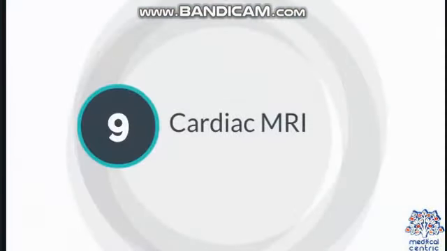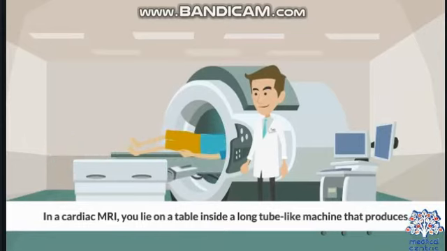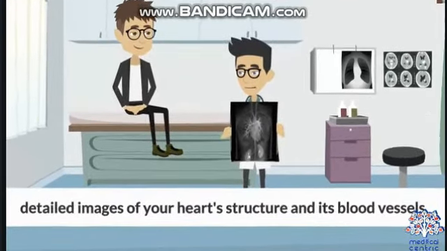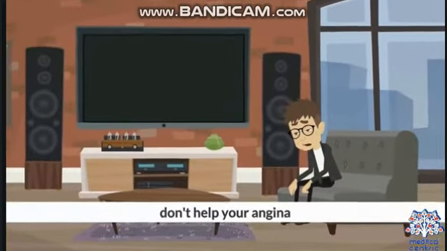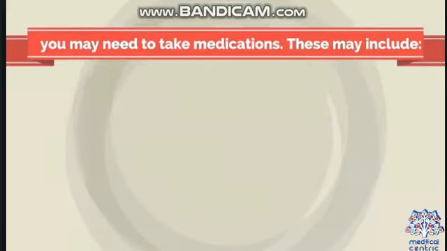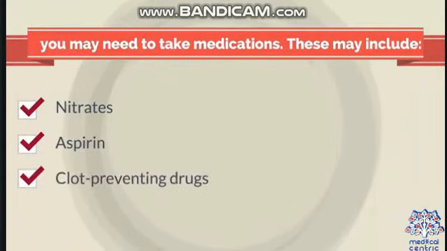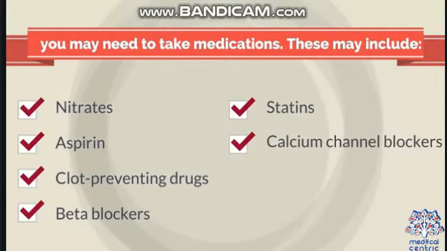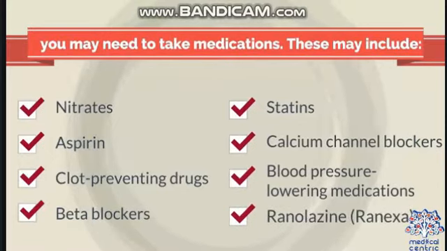Cardiac MRI. In a cardiac MRI, you lie on a table inside a long tube-like machine that produces detailed images of your heart structure and its blood vessels. Treatment. If lifestyle changes alone don't help your angina, you may need to take medications. These may include nitrates, aspirin, clot-preventing drugs, beta blockers, statins, calcium channel blockers, blood pressure-lowering medications, ranolazine or Ranexa.